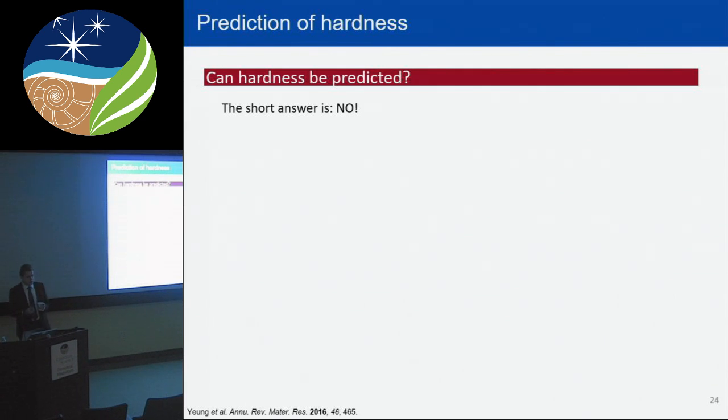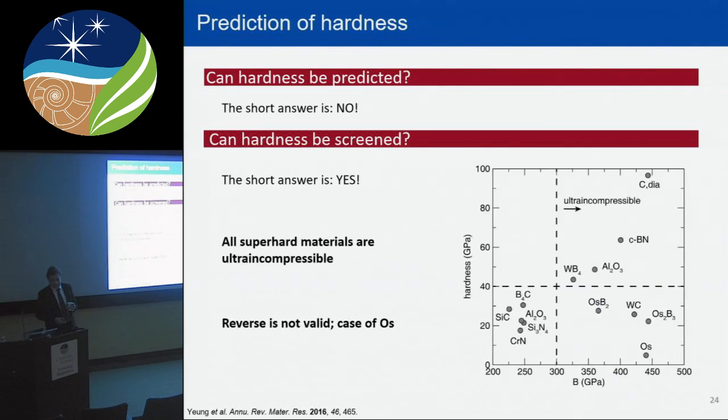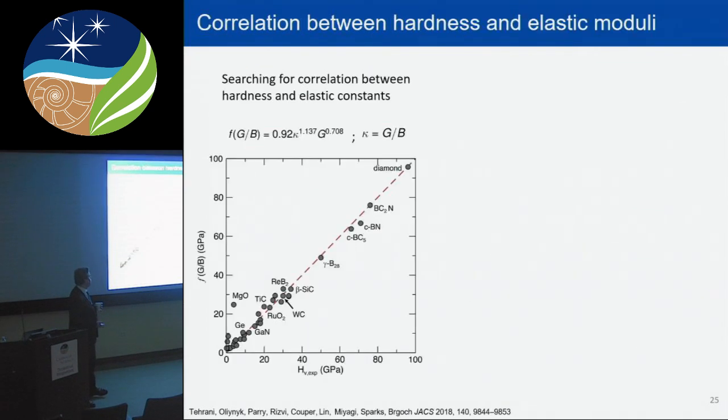So just to summarize, hardness is a combination of properties. That's why we cannot target it directly, but we can screen for hardness. We can use what we call proxy properties, bulk and shear modulus, to find superhard materials. For example, we know that all superhard materials are also ultra incompressible, which is a good sign for us. So we will try to find materials with very high bulk and very high shear modulus. Very likely it will be superhard.